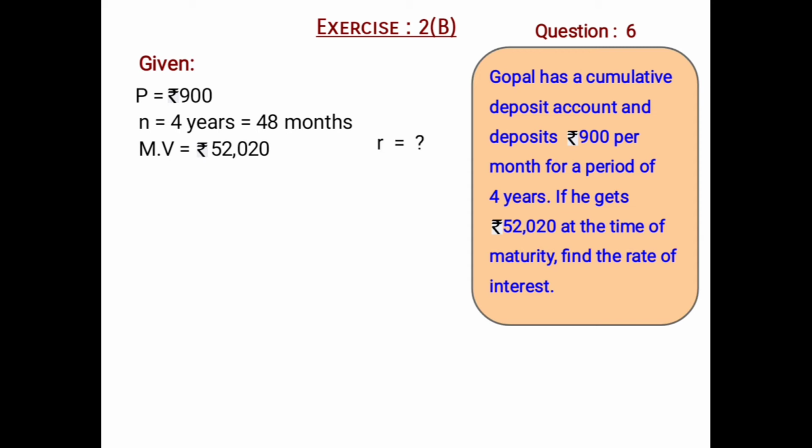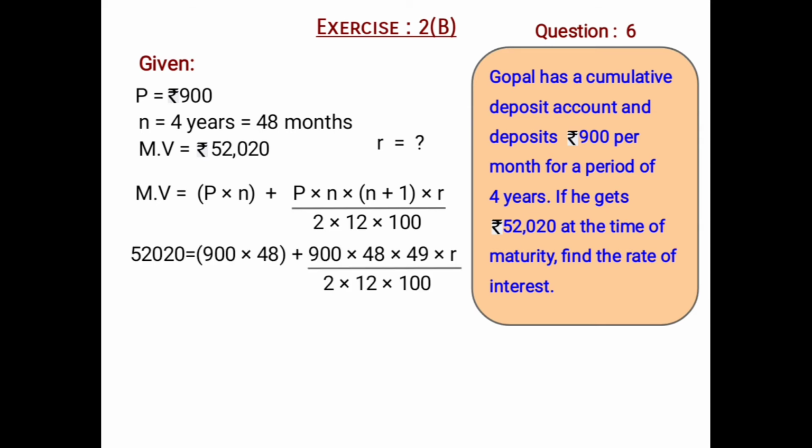Now we want to find the rate of interest, that is R. For that we know the formula MV. Next we are going to substitute the values of P, N and MV. After substitution we have to simplify this. Now we will get 52,020 is equal to 900 into 48, 43,200 plus 2 into 49 into 9 into R, that is 882 R.